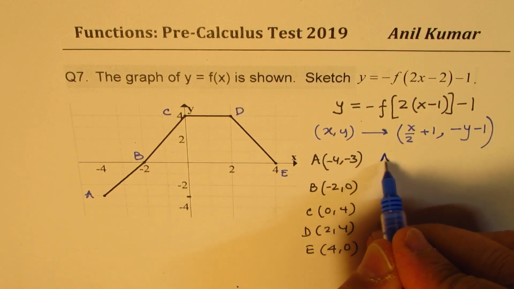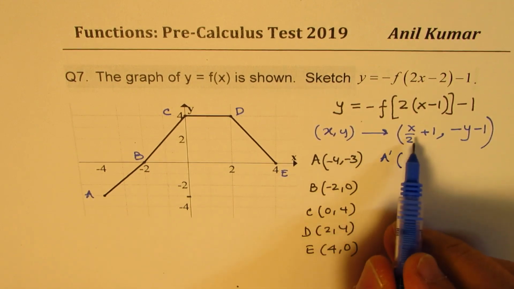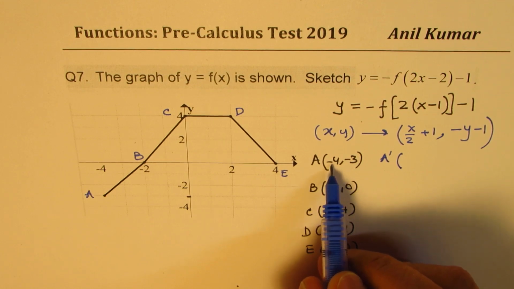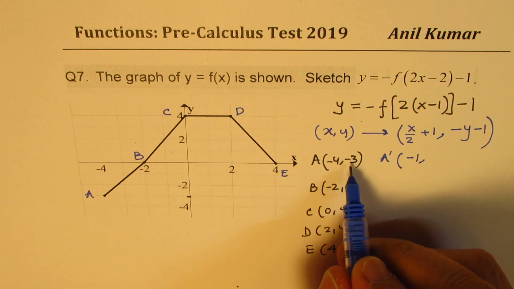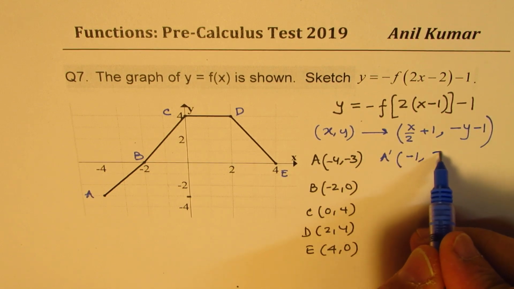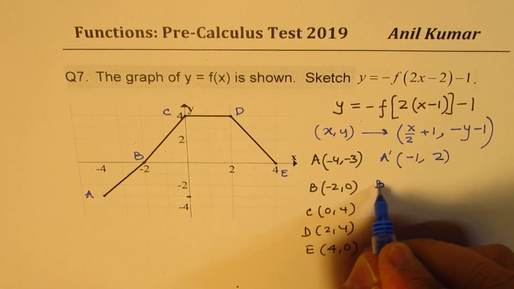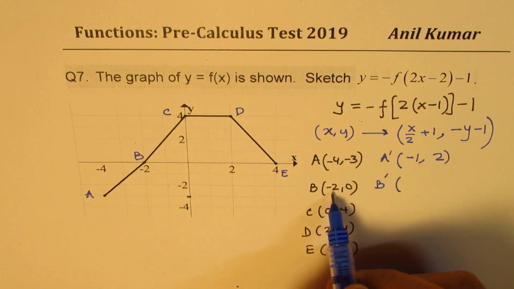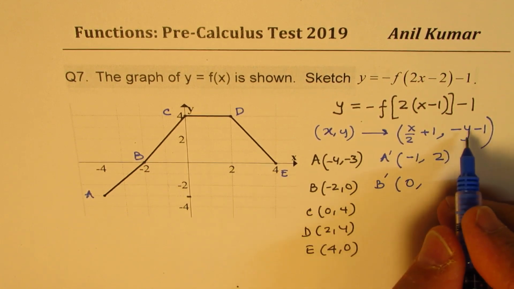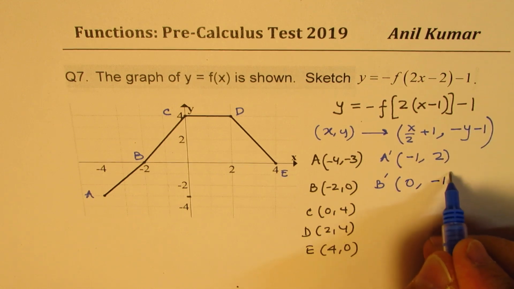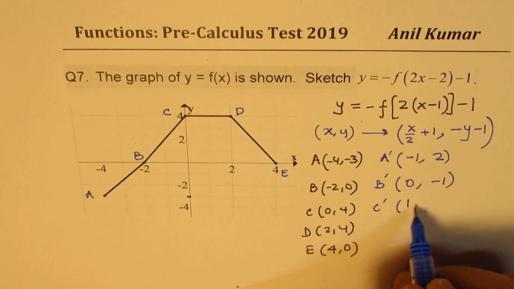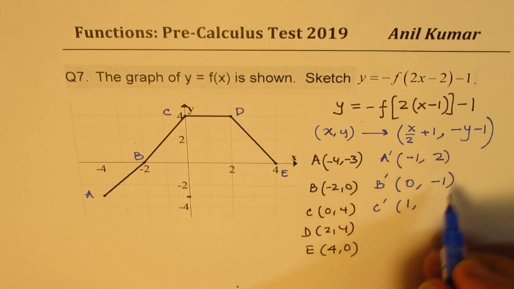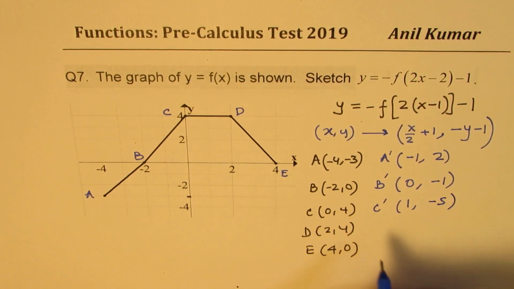So A dash will be, dividing by 2 is minus 2, plus 1 is minus 1. Negative of 3 is 3, 3 minus 1 is 2. As far as B dash is concerned, half of this is minus 1, minus 1 plus 1 is 0, and this is 0 minus 1. C dash, 0 means 1, and 4 minus 1 is minus 5.